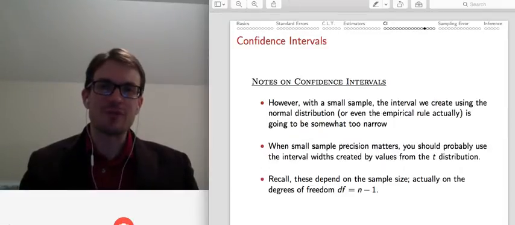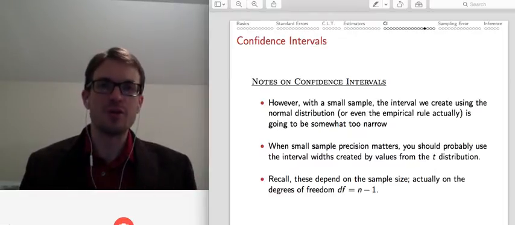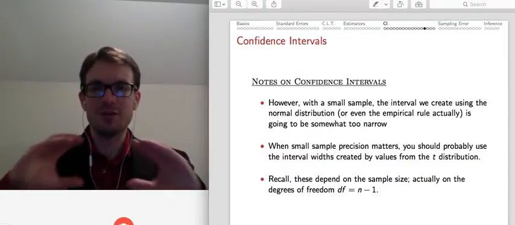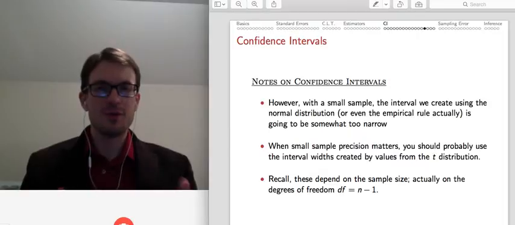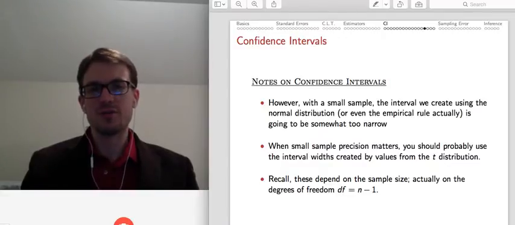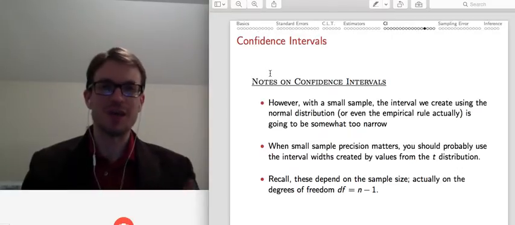To recap, for small samples, we need to use the t-distribution with n-1 degrees of freedom. Using the normal distribution or the empirical rule would make our confidence interval too narrow. Think about why that's the case in comparison to the two critical values I've shown you, the 2.064 for a sample size of 25 and the 2.776 for a sample size of 5.